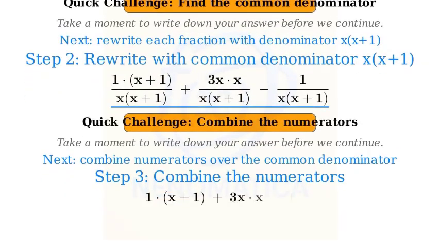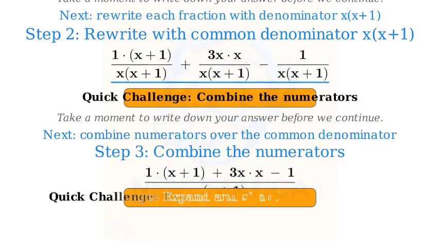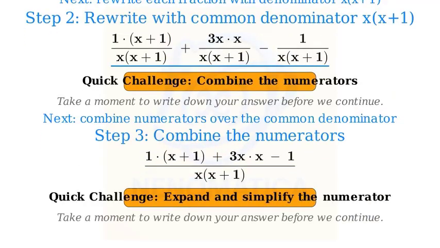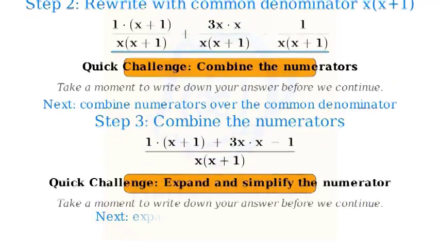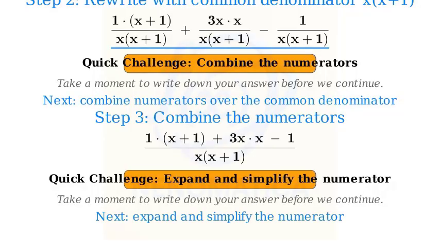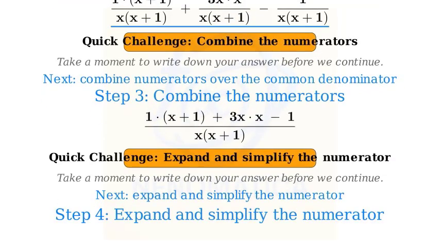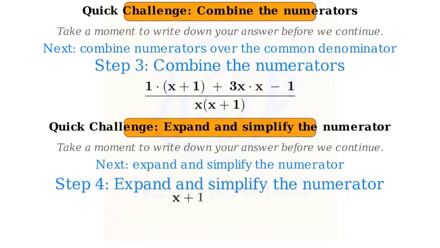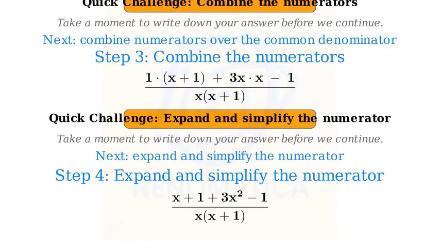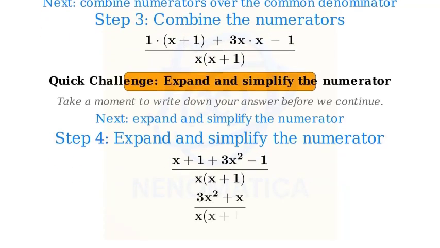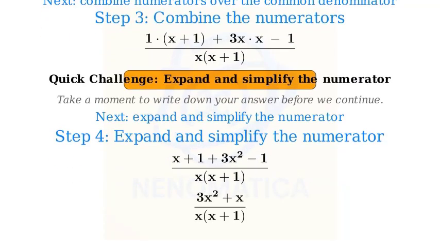We get, open fraction, 1 times (x plus 1), plus 3x times (x minus 1), close fraction, over x times (x plus 1). Quick challenge. Can you expand and simplify the numerator? Next, we expand and simplify. Step 4. Expand and simplify the numerator. First expand to x plus 1 plus 3x squared minus 1 over x times (x plus 1). Then the 1's cancel, giving 3x squared plus x over x times (x plus 1).